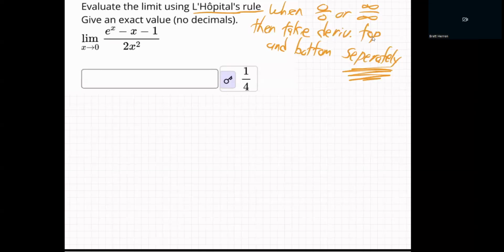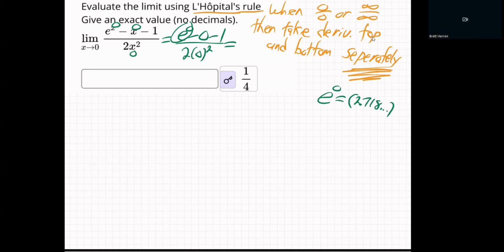So, okay, let's just plug in our zeros. So 0 there, 0 there, 0 there. What do we get? e to the 0 minus 1 over 2 times 0 squared. So what does that equal? e to the 0. Remember, e is just a special number, 2.718, to the 0. Any number to the 0 power is 1. This is 1 minus 1 over 0. So that's 0 over 0.